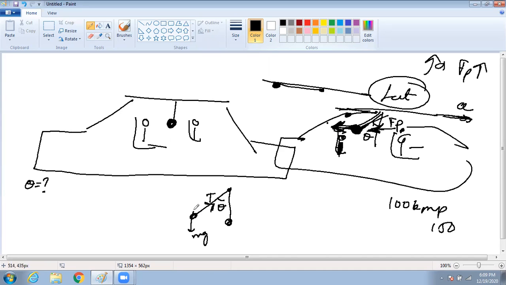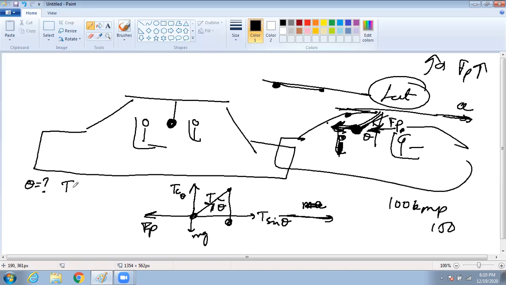Now, if this is theta, can we split it into components? This will be T cos theta, and this will be T sin theta, correct? Yes or no? And the car is moving in this direction, so obviously the mass of the car into acceleration, so acceleration is this side. Wait, sorry. The pseudo force is this side.